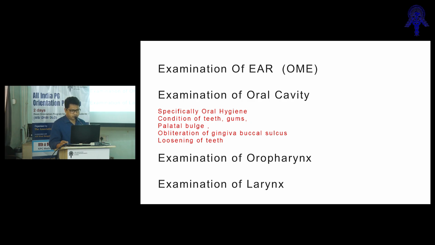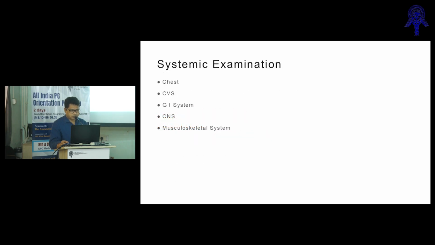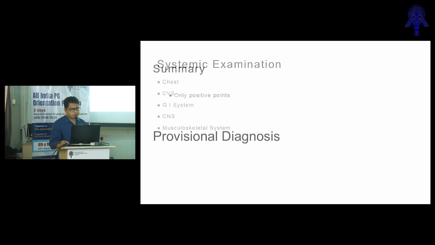Examination of the oropharynx and examination of the larynx are all important. Now, systemic examination: you should perform all the systemic examination, chest, CVS and GI system, CNS and musculoskeletal system. So now coming to the summary of your case.